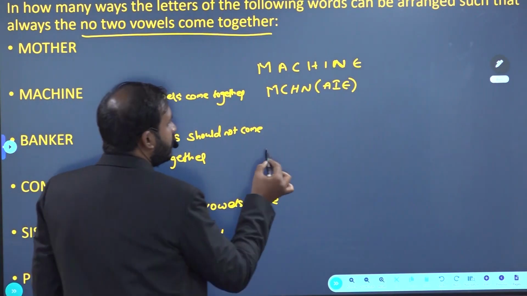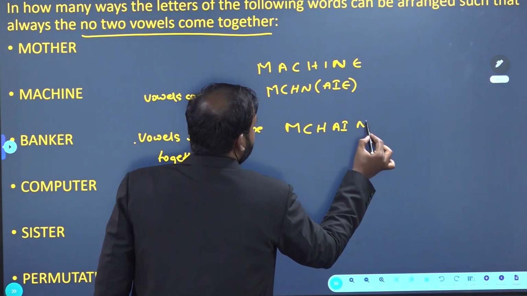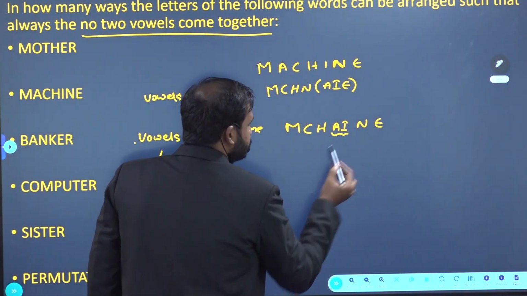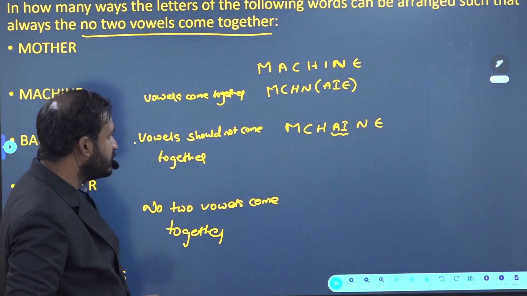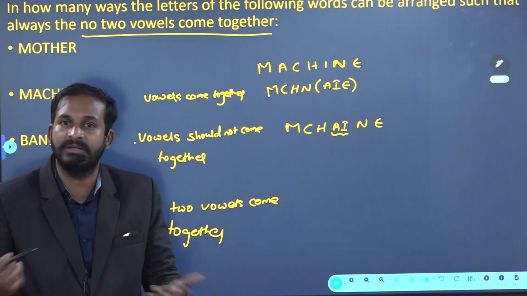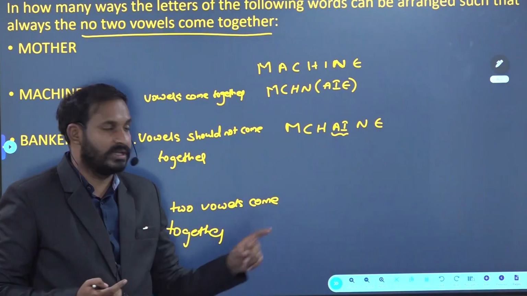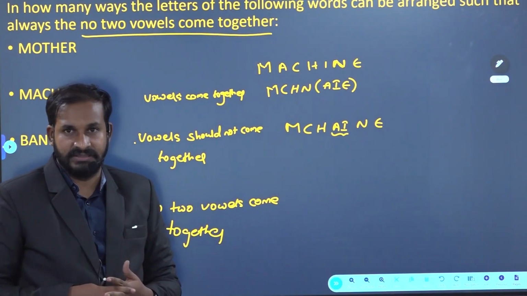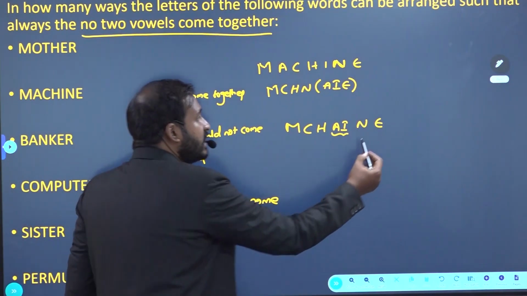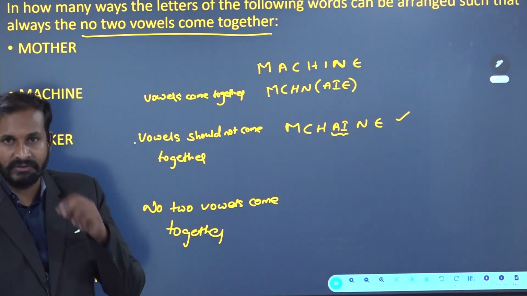Now, vowel should not come together means M, C, H, A, I, E, N, E. Like this also vowels are not coming together, right? That means any two can come together. See, vowel should not come together means if two vowels can come together, right? Then also I can say that in this case vowels are not coming together. So this is vowel should not come together. Why? Because E is not with AI. So we can consider this as vowels are not coming together.